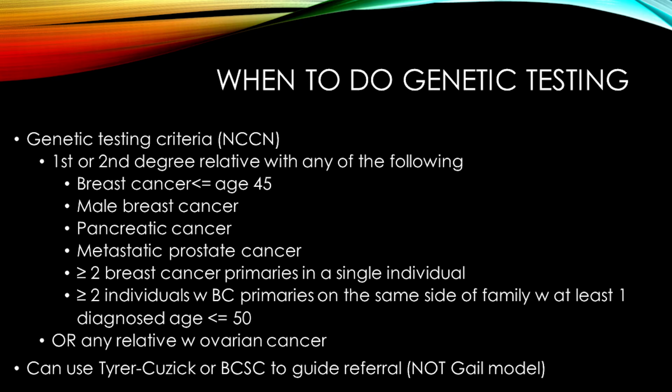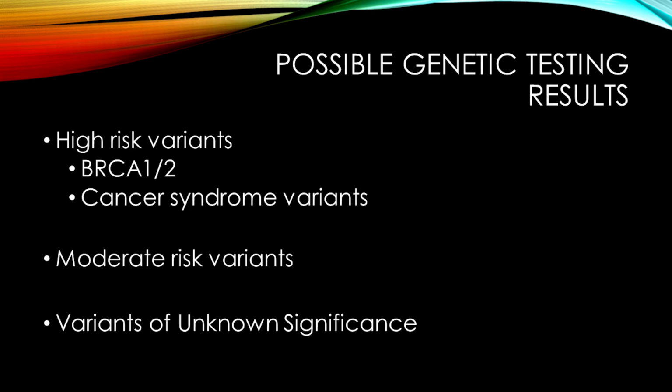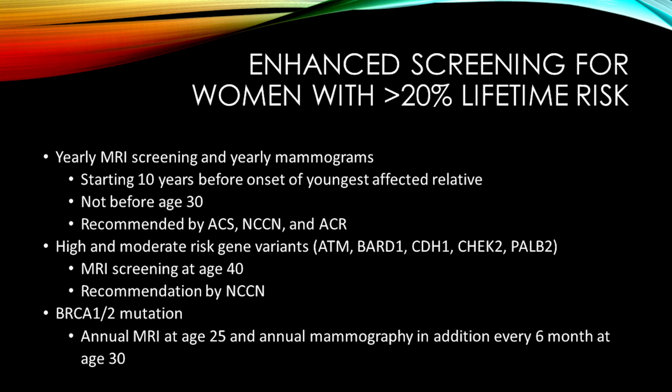The recommendations for when to refer a patient for genetic testing are based on family history and ethnicity. This slide identifies family history traits that can stimulate a referral for genetic testing. Results from genetic testing can include high-risk variants, most well-known being the BRCA1 and 2 gene mutations, moderate risk variants, and then other variants of unknown significance. Women with greater than a 20% lifetime risk of developing breast cancer are eligible for enhanced screening with annual MRI along with mammogram.